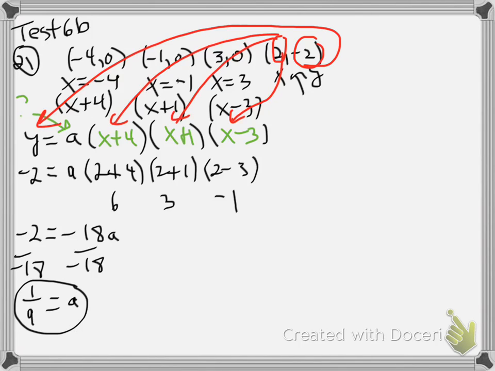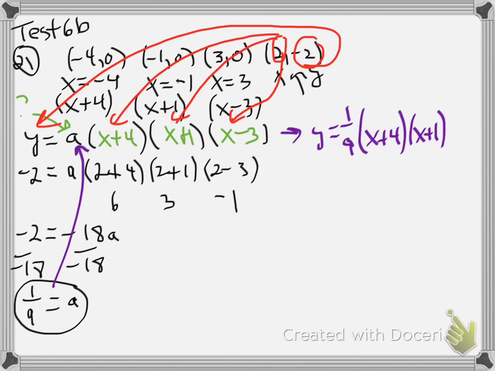So a can now go in here, and you'll get your equation. So y equals 1/9 times x plus 4, x plus 1, x minus 3. That's the easiest answer. Now some people insisted on multiplying it through, so here are some steps to do that.